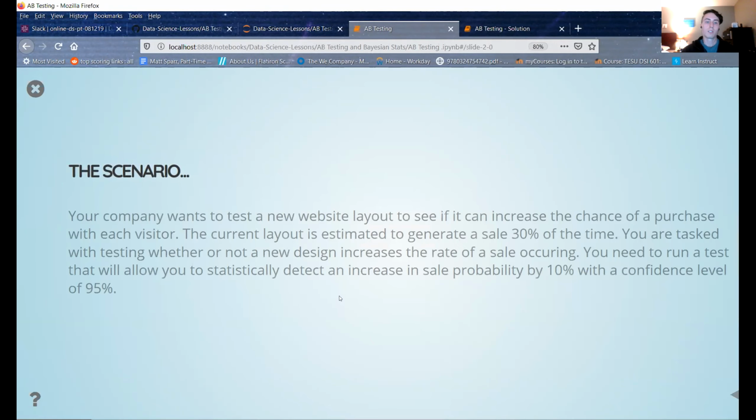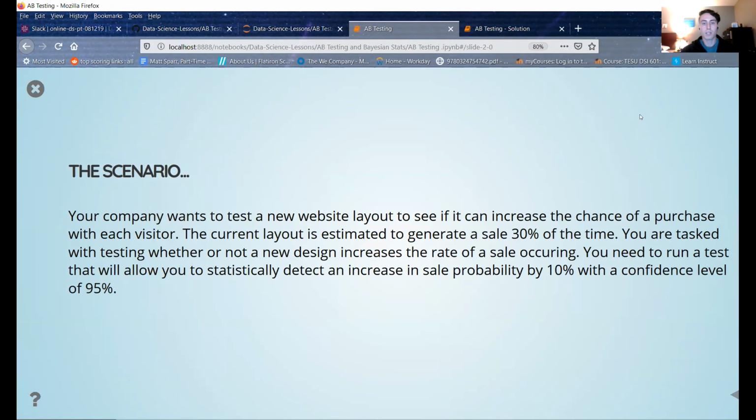All right, so consider this scenario. Your company wants to test a new website layout to see if it can increase the chance of a purchase for each visitor. So the current layout is estimated to generate a sale 30% of the time. And you need to test whether or not the new design will increase that proportion of sales. So you need to run a test that will allow you to statistically detect an increase by at least 10%, and with a confidence level of 95%. So how would you go about doing this?